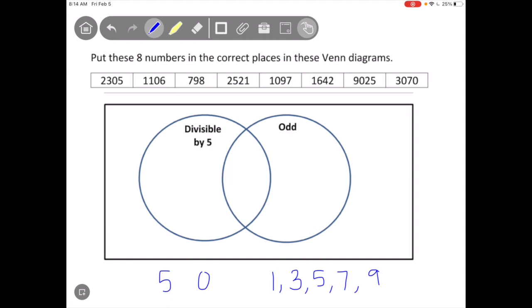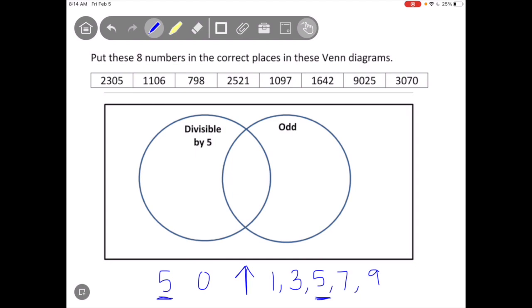So as you can see, we have a 5 on both sides. So if a number ends in a 5, it's going to go in the middle because it applies to both divisible by 5 and odd. Numbers can be odd without being divisible by 5, and numbers can be divisible by 5 but not be odd.